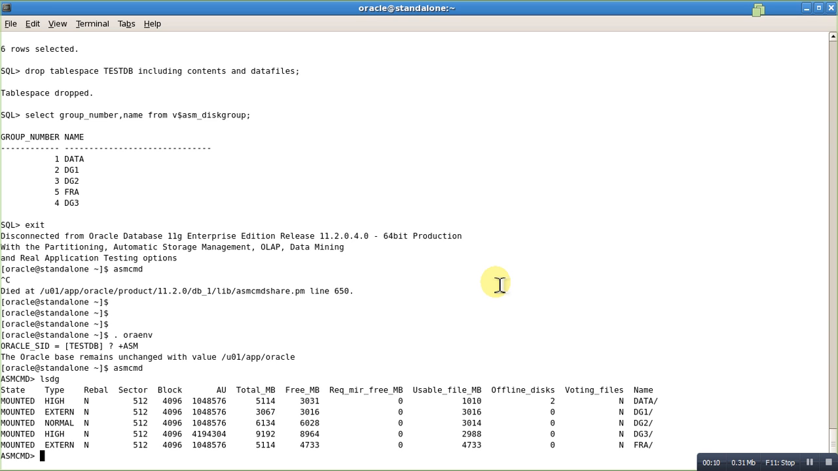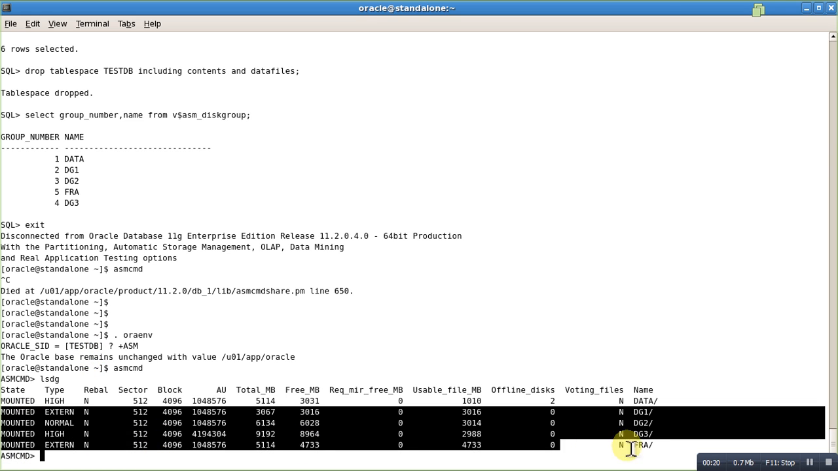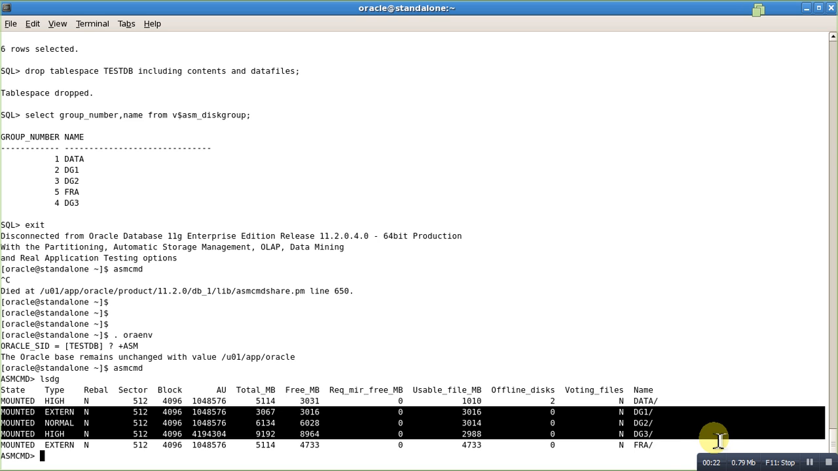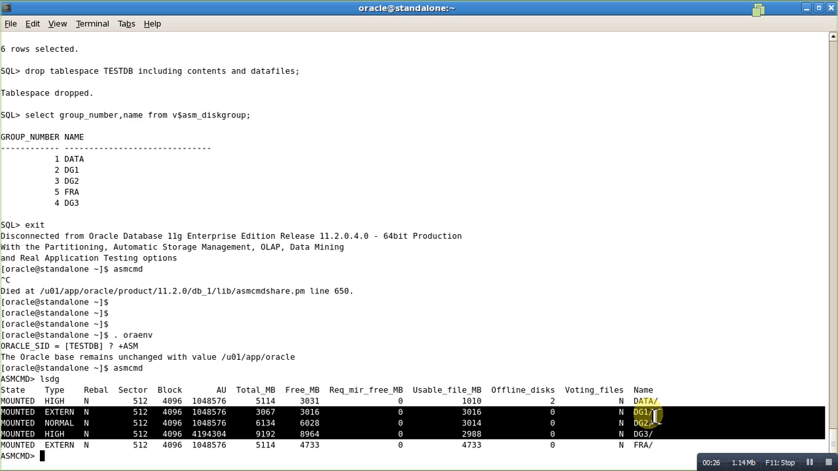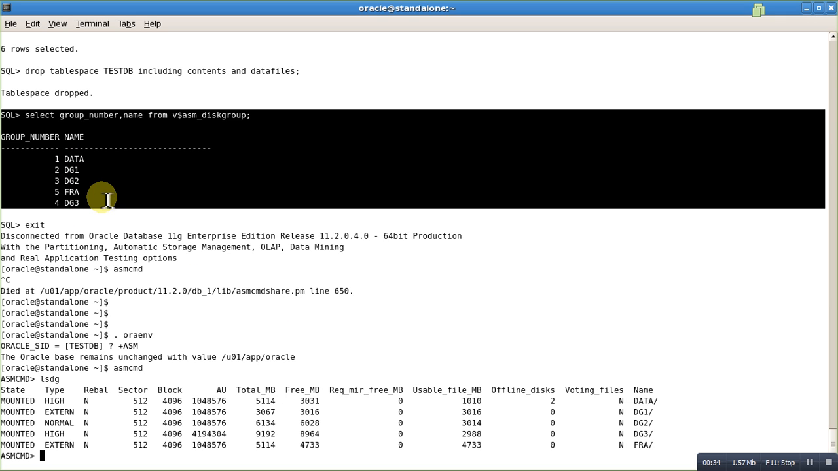Welcome back. In this video, I'll be demonstrating how we can do this allocation table. As you can see, I have three disk groups created. One is external redundancy, one normal, and one high redundancy, named DG1, DG2 and DG3. So I have a total of three disk groups which were already created, and the disk group numbers are given as above.